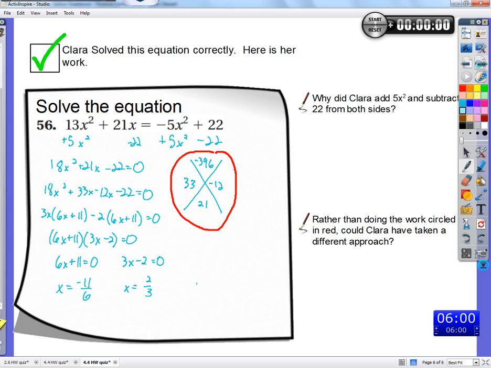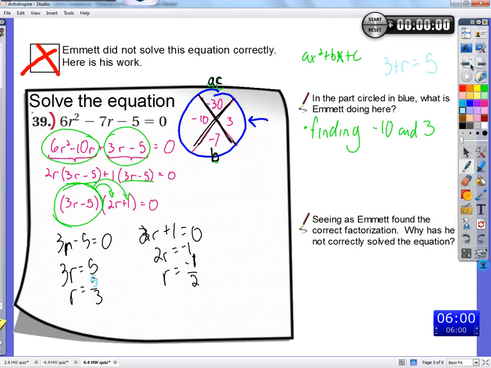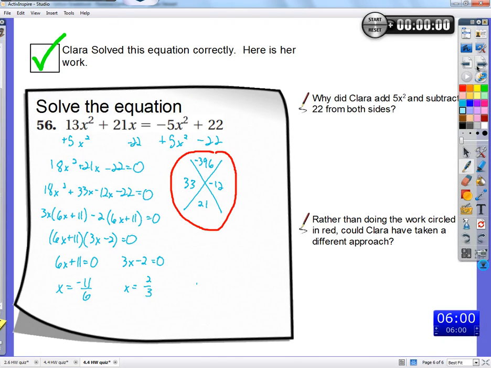Why did she do that? What good did that do her? That Tyler? It puts a zero on the one side. Is that important? Yes. Why? Because like before, like the last problem, you want to have one side zero. Yeah. So when you get down to the bottom, it's easy, and you just have to find the two parentheses that will equal zero.